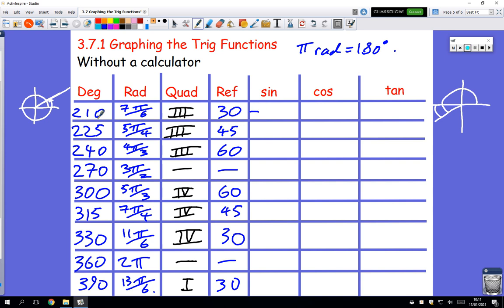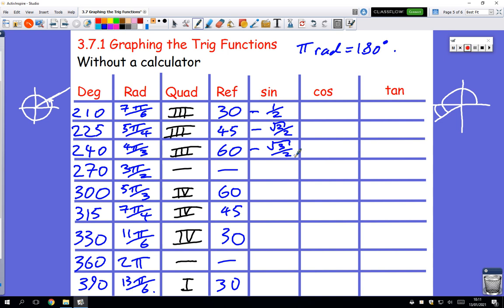Sine of 210 will be equal to the negative of the sine of reference angle 30, so that's going to be negative a half. Okay. And again, I'm just going to get these same numbers repeating: negative root 2 over 2, negative root 3 over 2.